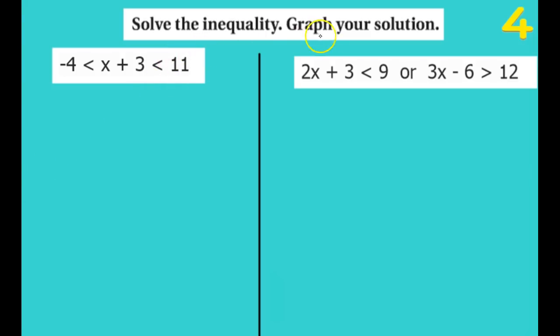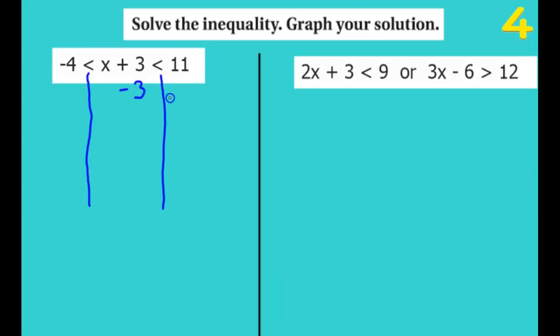Here we need to solve the inequality and graph our solution. So now we're adding some number in between here. How we do this is we draw two lines straight down from our inequalities. And we need to get x by itself. So how to get x by itself is we need to do the opposite of plus 3. So we're going to subtract 3.